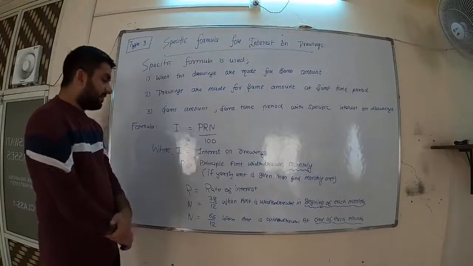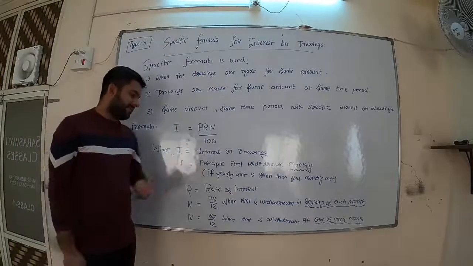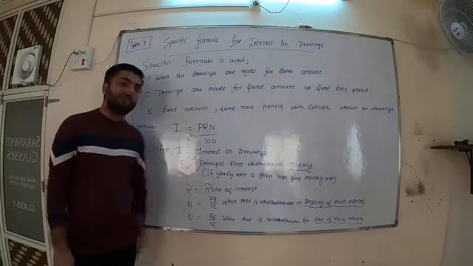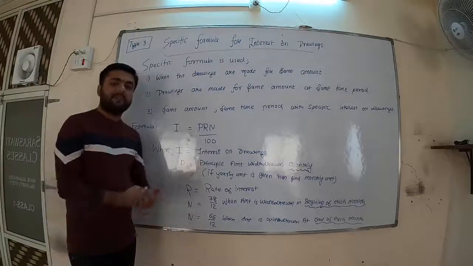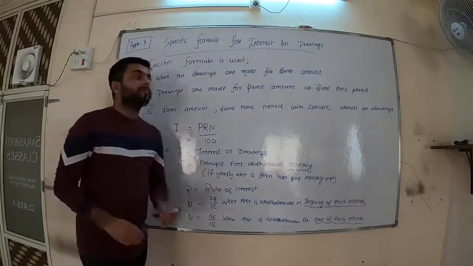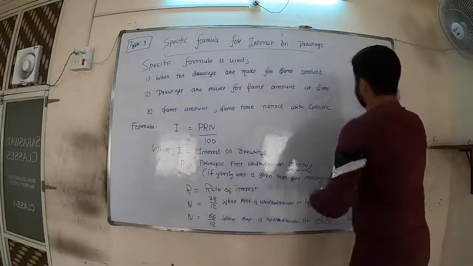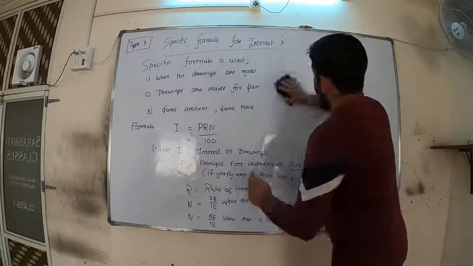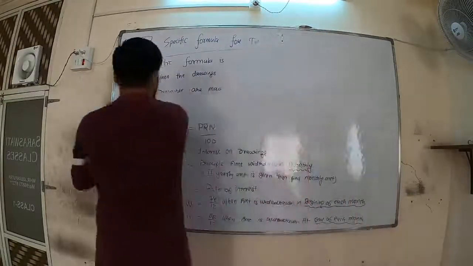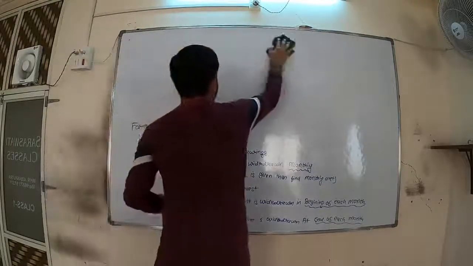Now friends, see what I am telling. All these things we have written. I means interest, P means principal amount, which should be monthly. If yearly amount is given, convert it into monthly. R is the rate of interest. Now we will try to understand why 78 and 66. The reason will not be asked in the exam, but still you should know how these things come.